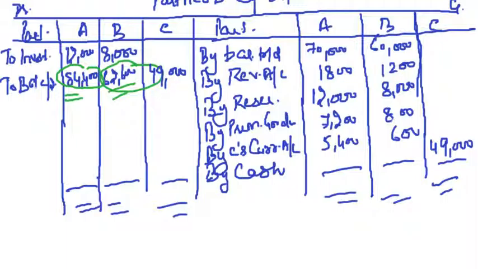So this is how we calculate the capital to be brought in by C. We have to do all the working first. We have to do all the adjustments first, and then we will be able to calculate the capital to be brought in by C, because we need the adjusted capitals of old partners A and B. Clear, friends? Is it okay?